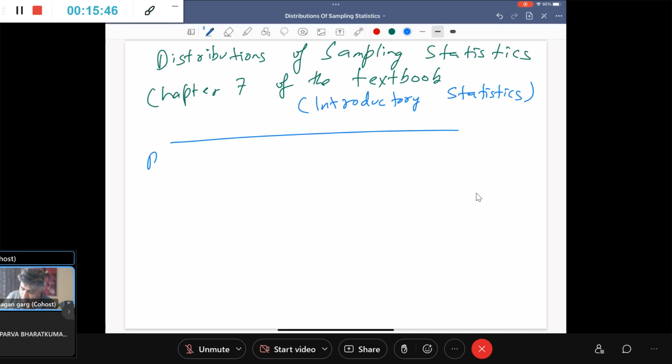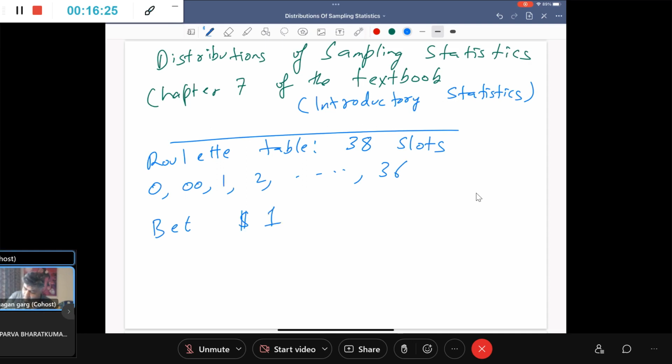Let's say you have a roulette table. Anybody knows how many slots are there in a roulette table? There are 38 slots. It starts with 0, then there is 00, and then from 1 to 36. And let's say you bet $1 on a number. How much do you lose and how much do you win? If you lose, what you lose is $1, and what is the probability of a loss? And if you win, how much do you win and what is the probability of this?